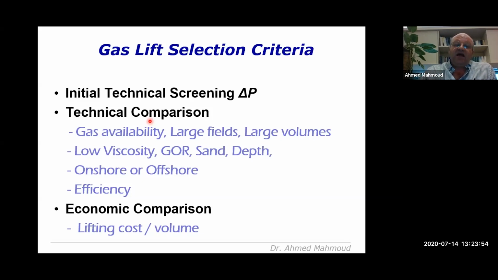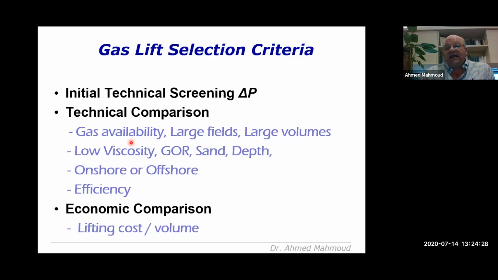Now, how do I go into the selection criteria to make sure that I am in the correct method that is required? I will do the initial technical screening by making sure that gas lift can deliver the amount of delta P required to have my inflow and my outflow curves intersect. That's number one. Number two, the name of the game is gas lift. I need to have gas, and I need to have a lot of gas, to be able to have surplus gas which I can use to get my gas lift system to work for hundreds of wells.